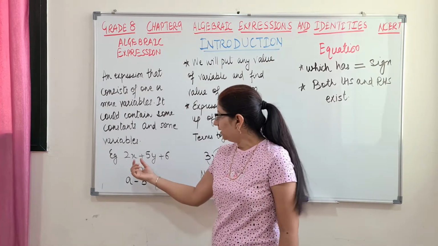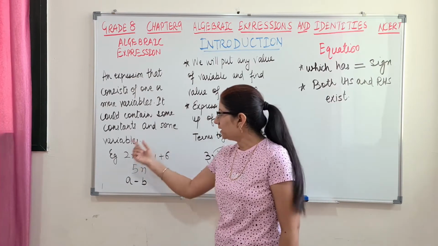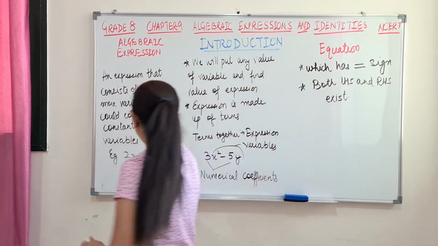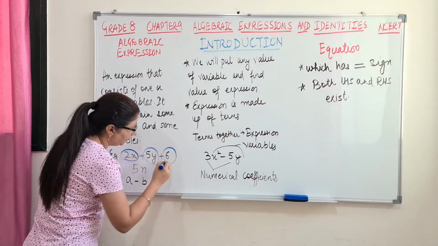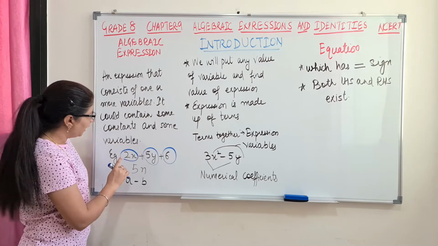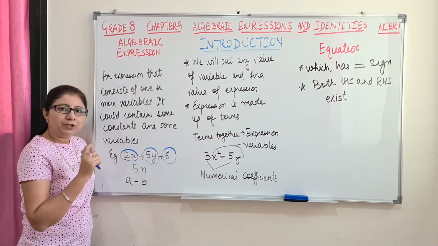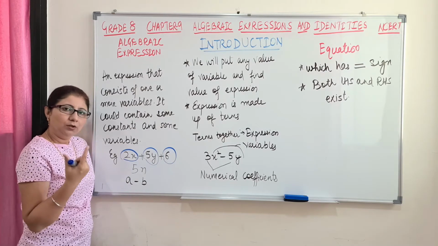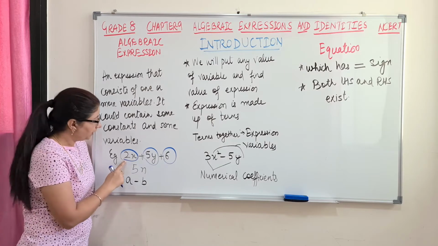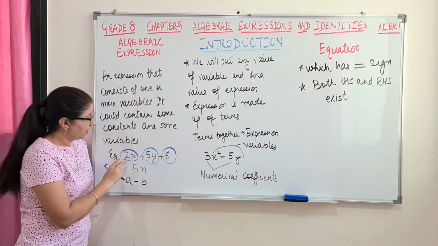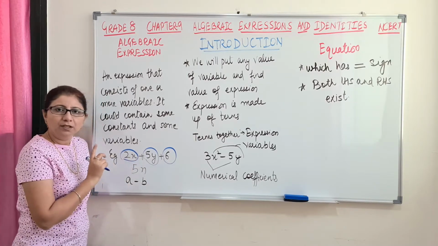So we have some constants, we have some variables, and the combination of those terms is called an algebraic expression. Let's see this example: 2x plus 5y plus 6. This consists of three different terms. This is one term, this is our second term, and this is our third term. So what is a term in an algebraic expression? A term can be a lone variable, a lone constant, or together multiplied, that is also a term. For example, here 2x is one term. That means 2 is a constant, x is a variable, and both are getting multiplied.